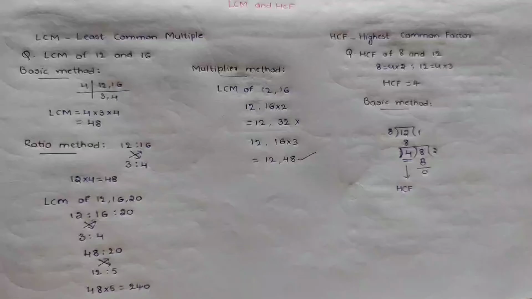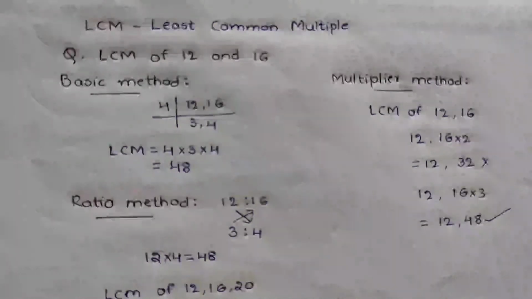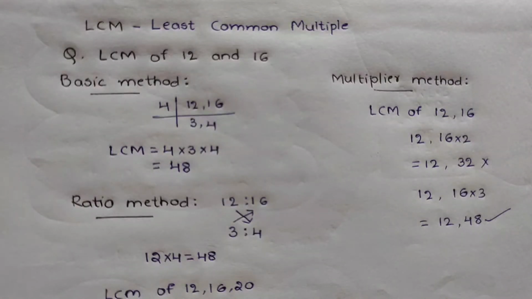So LCM means the least common multiple of two or more given numbers. For example, here the LCM of 12 and 16. To find this we can use three methods: one is the basic method, which we have already learned in our earlier classes, the second one is the ratio method, and the third one is the multiplier method.